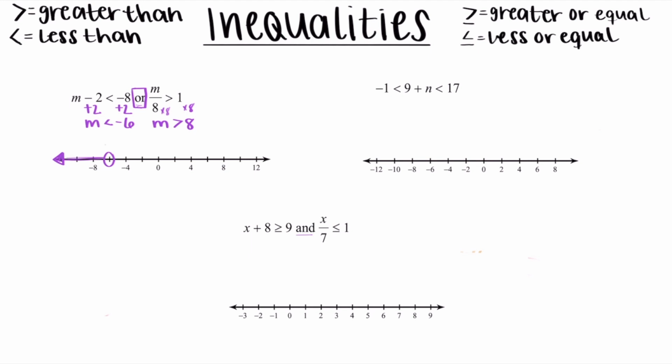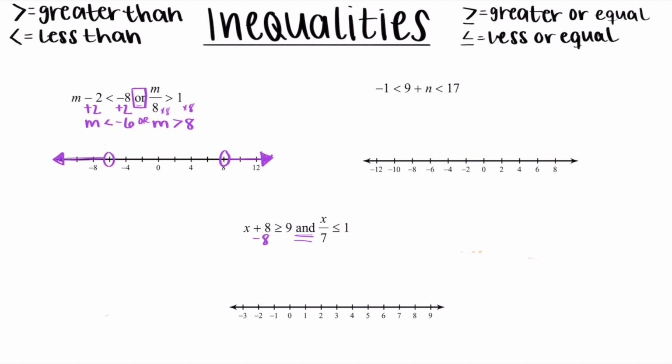We also have m is greater than 8, right? Or m is greater than 8. So our second set of solutions is we're going to have a circle at positive 8, and m is anything greater than that. So we'd also have a bunch of solutions going that way, right? The in-between part is not a solution.